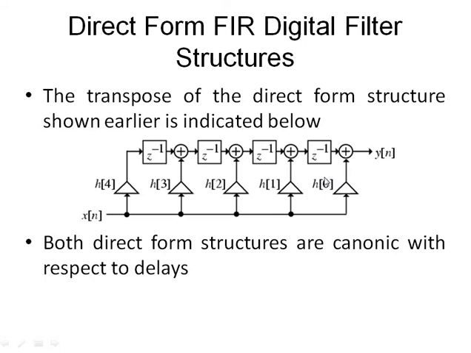So here you have the transpose form of the direct form structure. This is the transpose form. Here you have this delay element with respect to the adder. Then here you have h[4]. This is the delay element. So h[4] into the delay element x[n-1]. Then here you have h[3] into x[n-2], h[2] into x[n-3], h[1] into x[n-4], and so on. Here you have h[0] into x[n-5], and so on.